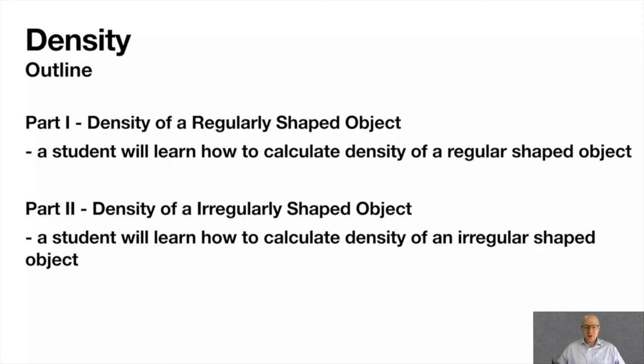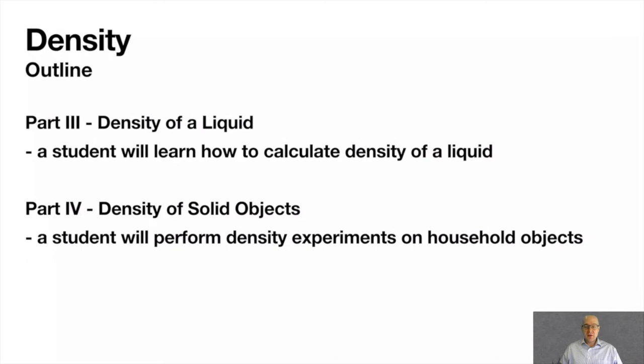Very simple. But in Part 2, we're going to take things a little bit more challenging. We're going to make you do the density of an irregularly shaped object. Now what do we do? Well, we're going to learn a pretty cool technique called volume by displacement. Very cool, very fun. Part 3, density of a liquid. Very simple. We're just going to calculate the density of a liquid. Again, mass is fairly easy to get. Just put liquid on a scale. Oh, wait a minute. How do you put liquid on a scale? Not that bad. We'll get to it in Part 3.